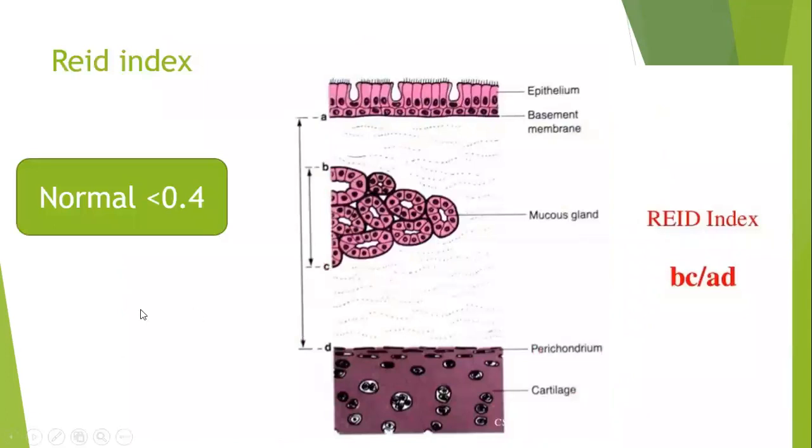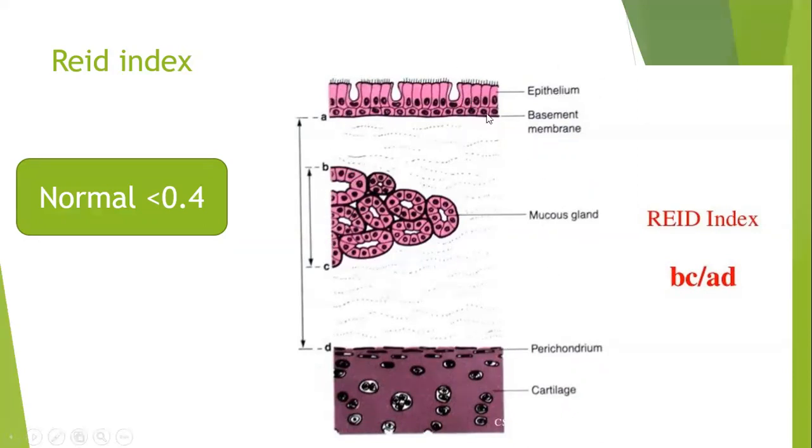Okay, so this is the Reid index. If you look at the picture, at point A you see the epithelium. Point B is where your submucosal glands begin. Point C is where your submucosal glands end. And point D is where there is cartilage. All your bronchi have cartilage. So your Reid index is basically BC by AB: the thickness of your submucosal glands divided by the distance between your epithelium and your cartilage.